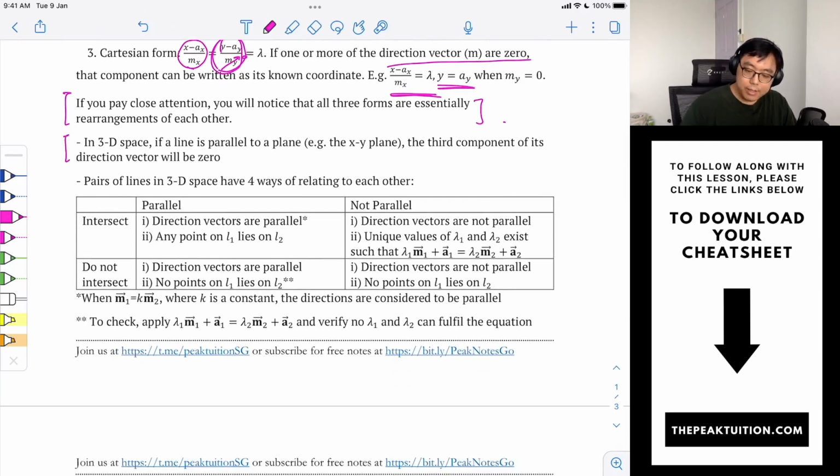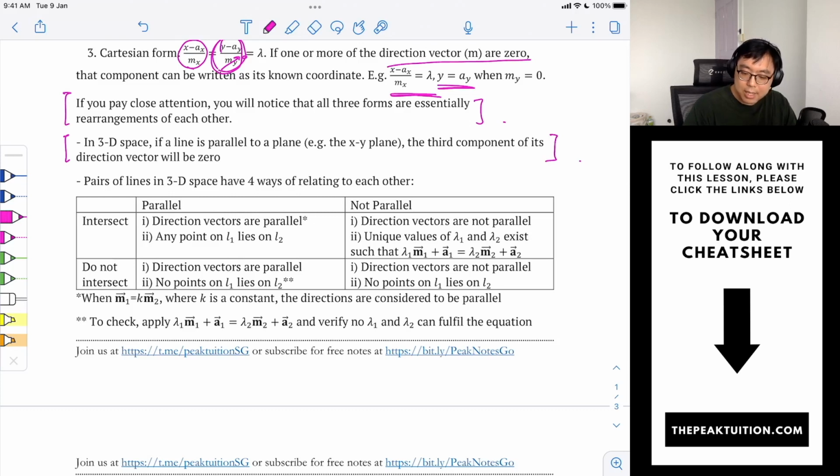Okay. Next, the relation of lines with other lines can come in 4 ways. One is that they can be parallel to each other and intersecting. If they're parallel and intersecting, then they're basically the same line, right? Because intersecting means they have the same points, and if they're parallel, that means they point in the same direction. So eventually they are just basically two of the same lines.